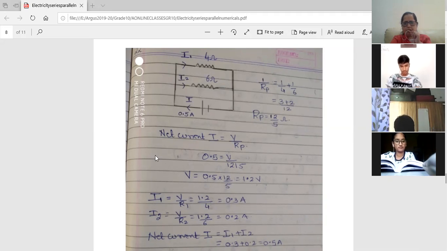And another very important thing, if you see, upper branch resistance is less, lower branch resistance is more. So if the resistance is less, more current will flow in that branch. So 0.3 ampere current is flowing in the upper branch, whereas in the lower branch, 0.2 ampere because resistance is more. Okay. So this is another simple way, rather than making a linear equation.